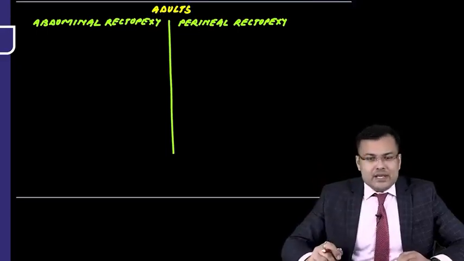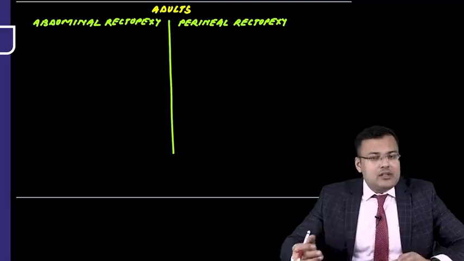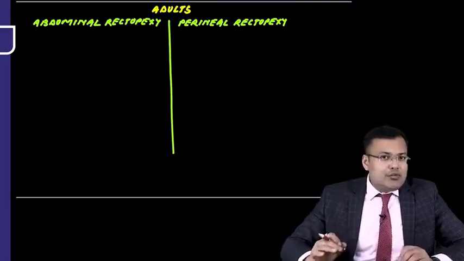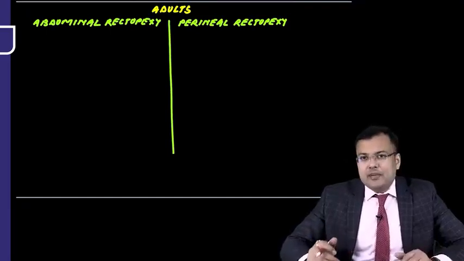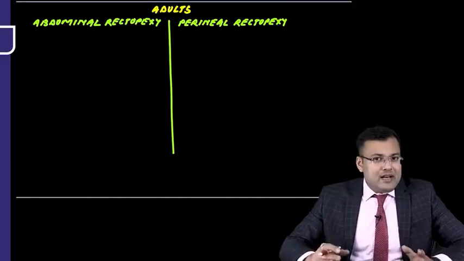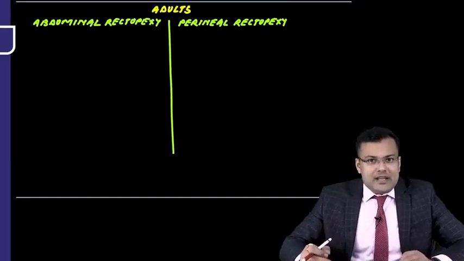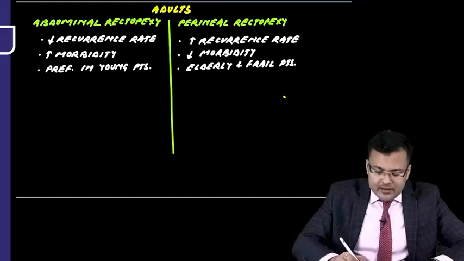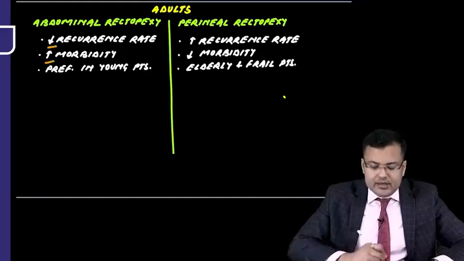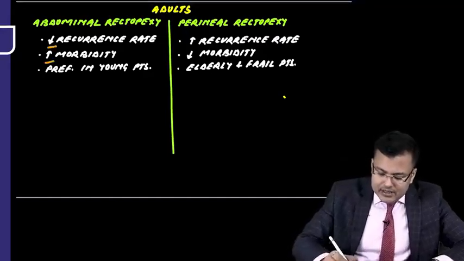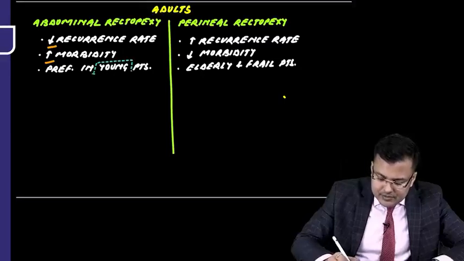In perineal rectopexy, the morbidity is low, but the risk of recurrence is high. So which one is preferred in young patients? Abdominal. And which one is preferred in elderly or frail patients? It is perineal. So you can see here, there is decreased recurrence rate but increased morbidity. That's why it is preferred in young patients.